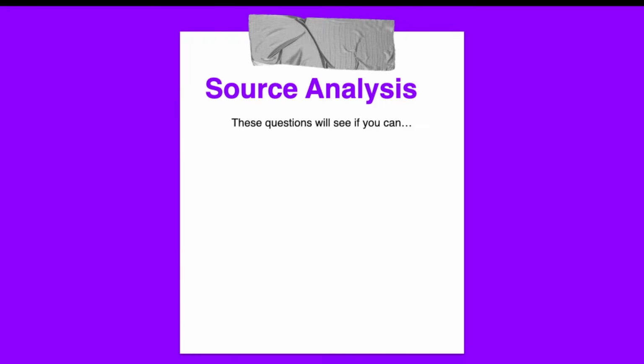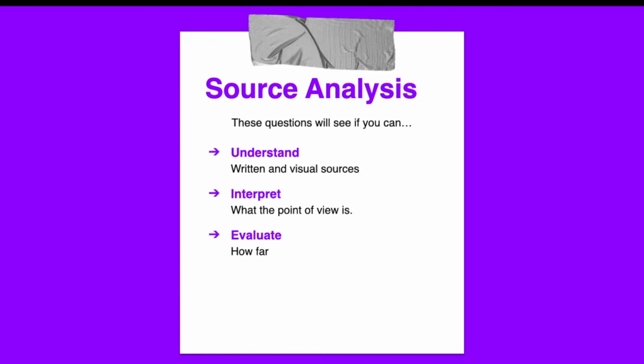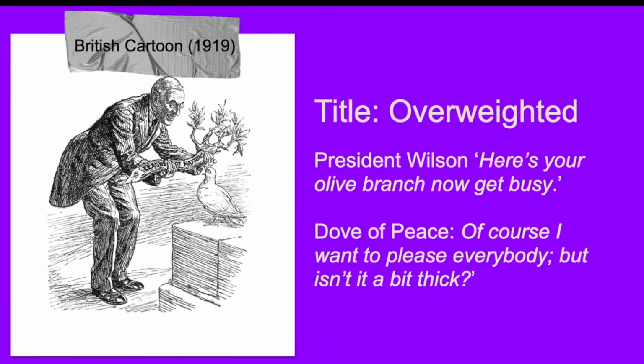So for source analysis questions, they're going to determine if you can understand written and visual sources. Visual sources are mainly cartoons, but there can be pictures. Written sources could be journal entries, newspaper articles, secret correspondence between government officials, lots of different types of sources. You'll need to interpret them and see the point of view of those people, and you're going to need to evaluate them to see how these sources either agree or disagree with the question that's going to be asked in your paper 2.